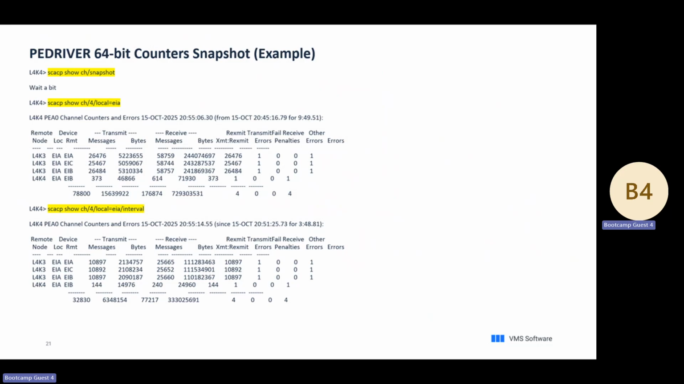So here's an example. Show channel /snapshot, and then wait a bit. The first screen here just shows the actual counter values, and then /interval shows the smaller values because we're only looking at the 3 minutes and 48 seconds. So that's an example. And that's it. All right.